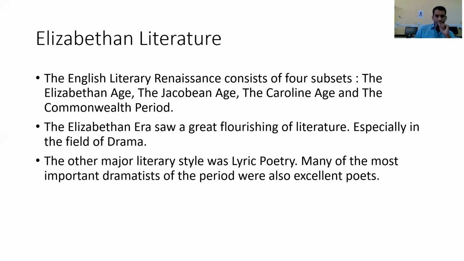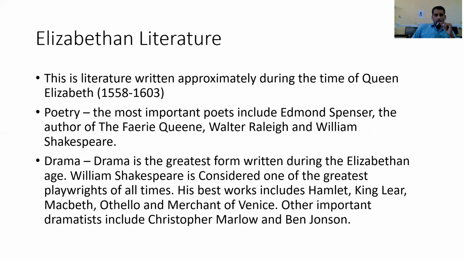Earl of Surrey and Thomas Wyatt were the founders of the sonnets and lyric poetry also. These poets studied the Italian sonnet and took that sonnet into English literature. This is literature written approximately during the time of Queen Elizabeth, so we call it Elizabethan literature or the age of Elizabeth. So what is the condition of the poetry? The most important poets include Edmund Spenser, the author of the Faerie Queene, Walter Raleigh, and William Shakespeare. These are the most important poets.